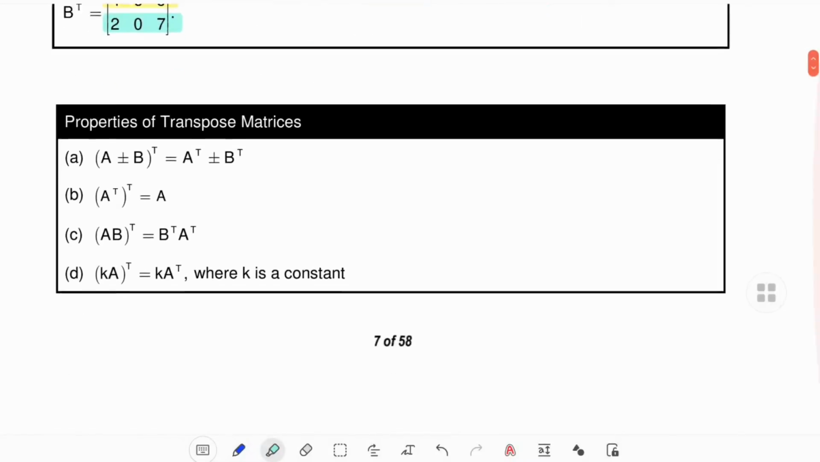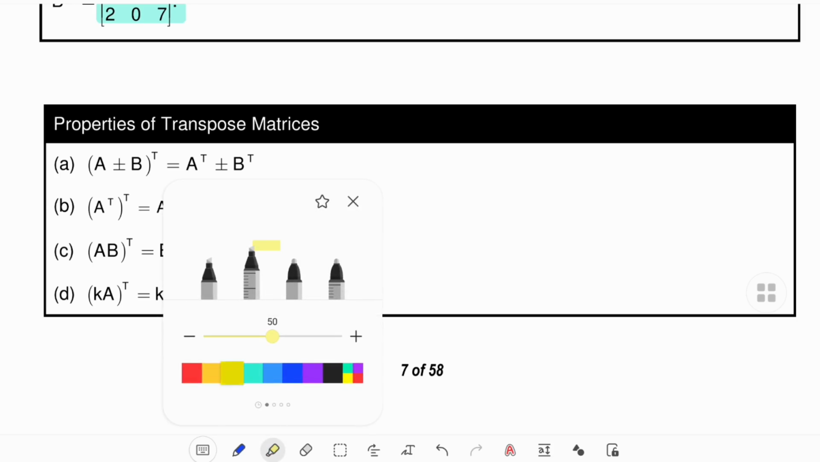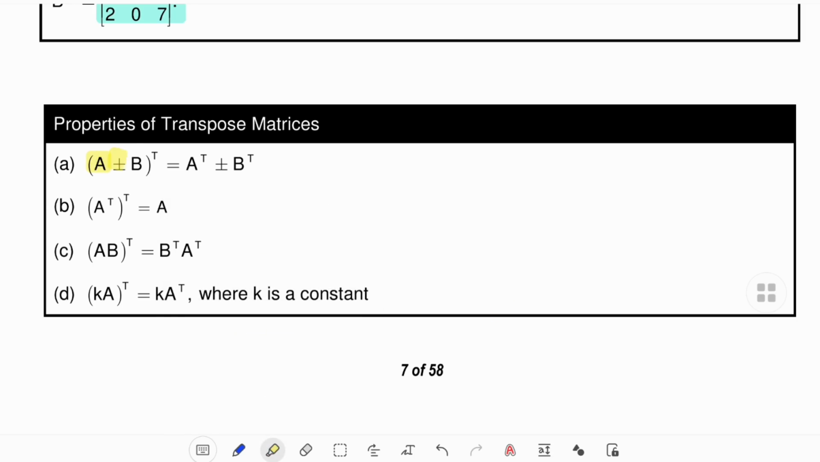So we go for the properties. Here we have 4 properties listed. So the first one, we can see that if A plus matrix B, so we have 2 matrices, matrix A plus matrix B, and then afterward you transpose the output of this matrix, it's actually equivalent to A transpose plus B transpose, which means that you transpose each first separately, and then later on you add these two. So it's just the same process.